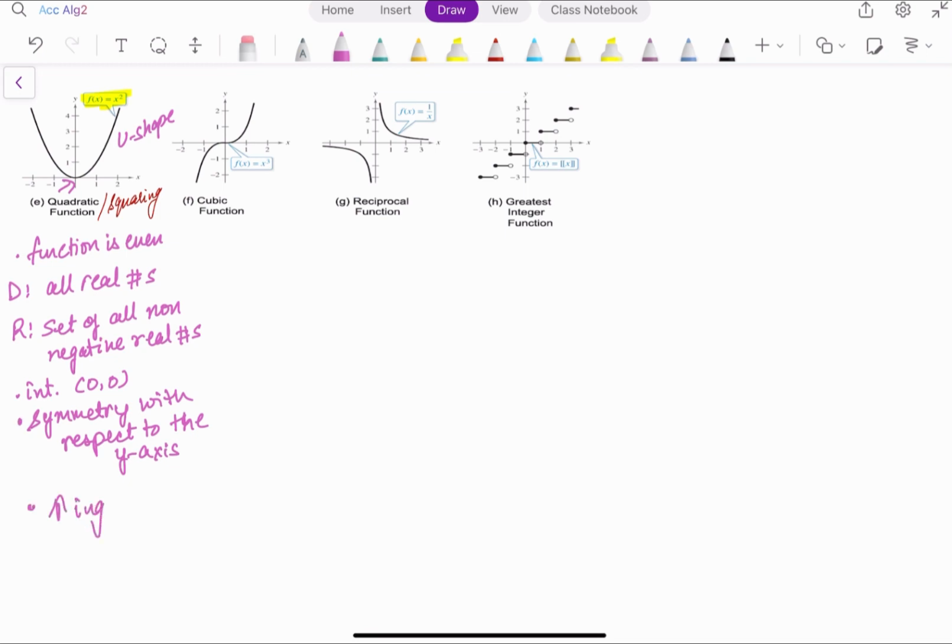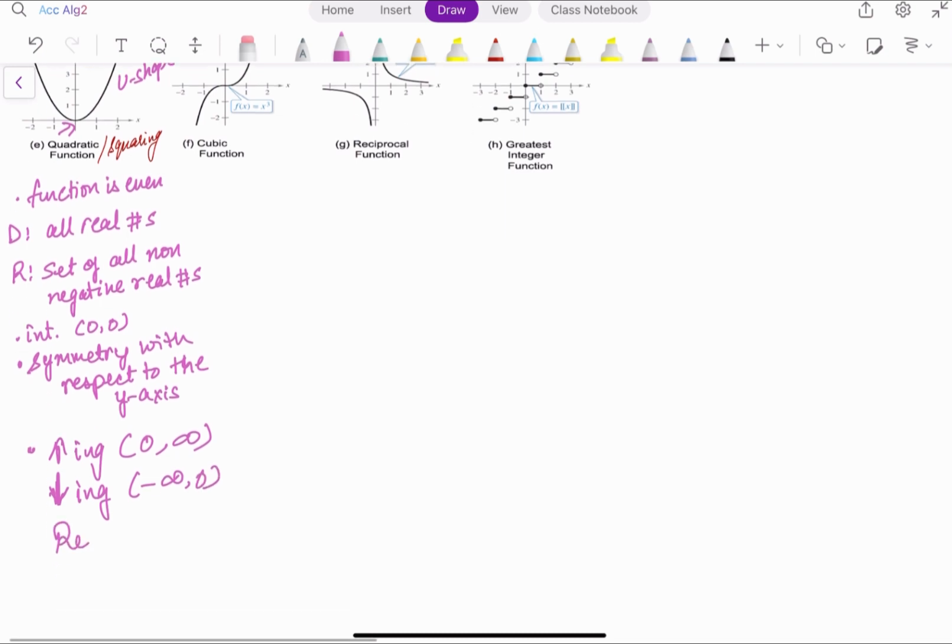So the function is increasing from 0 to infinity. It is going up, and decreasing from infinity to negative infinity to 0. Right? And if we talk about the relative maximum, relative min, this graph has a relative min. It has a valley at (0, 0).